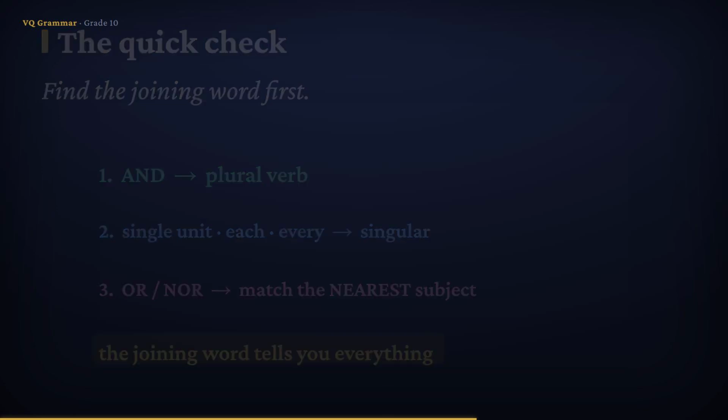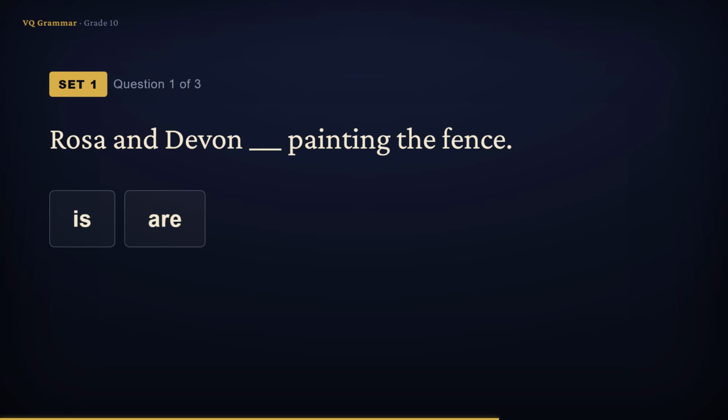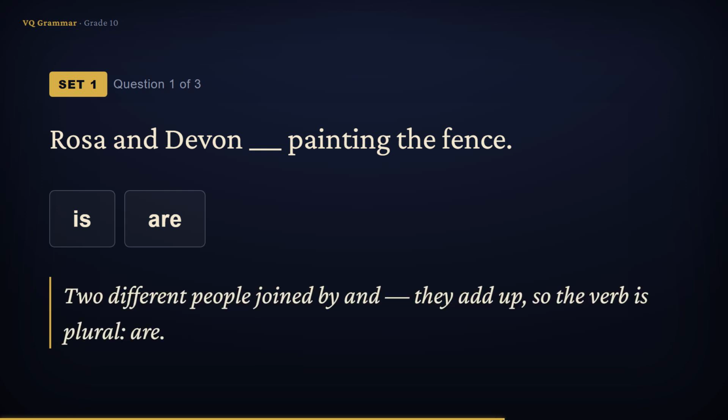Ready to practice? In this first set, every subject is joined by and. Decide whether the verb should be singular or plural, and keep an eye out for those two exceptions. Pause the video and choose before I reveal each answer. Rosa and Devin, blank, painting the fence. Two separate people, joined by and, so they add up to 2. Nothing here names a single unit, and no each or every is leading the subject.